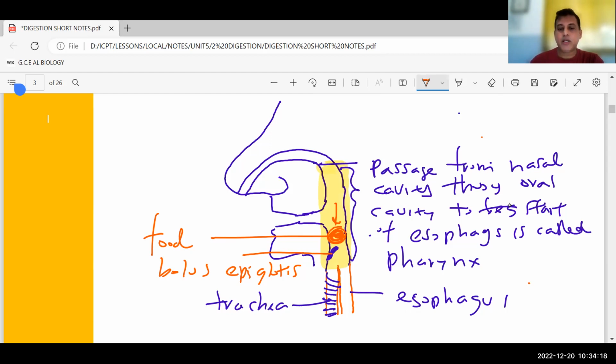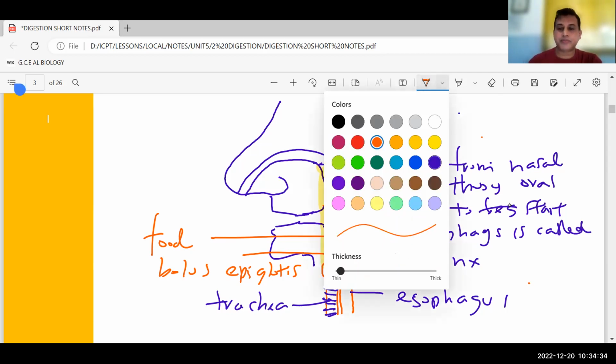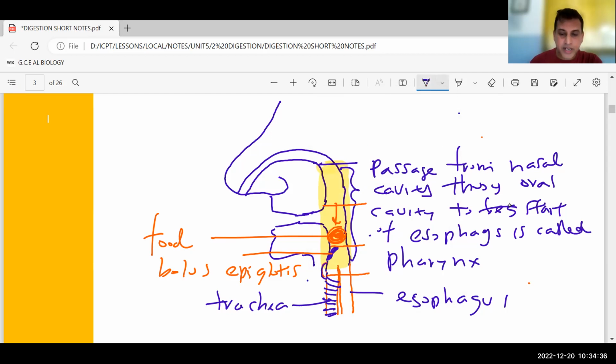And sometimes, this part is called the nasopharynx. This part is called oropharynx, and this one is called laryngopharynx because there is a structure here called larynx. At the beginning of the trachea, there is a structure called larynx. This one.